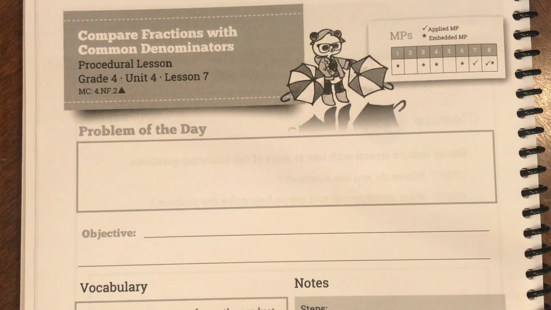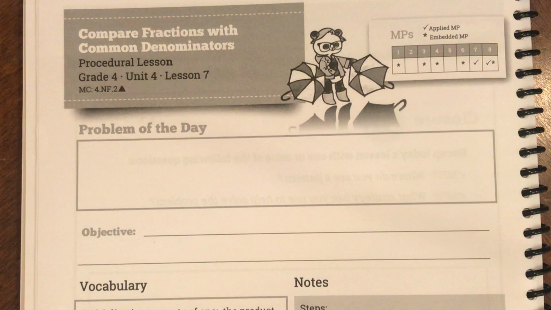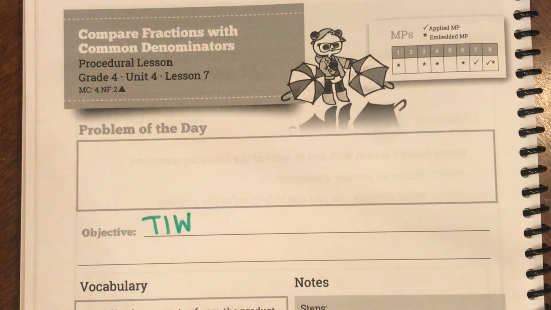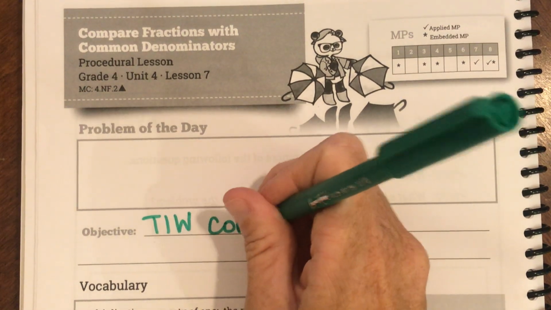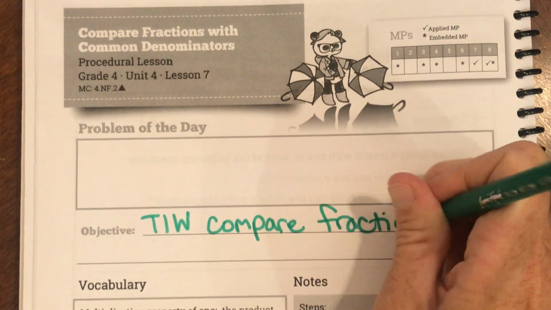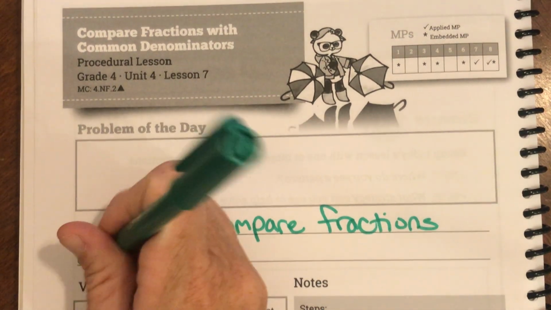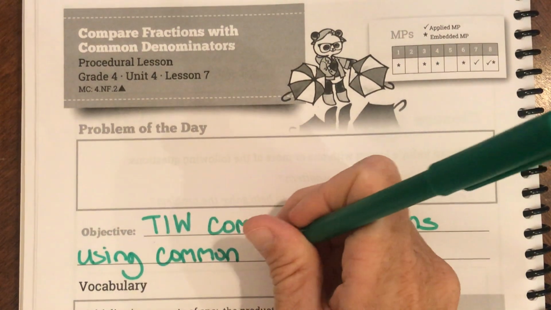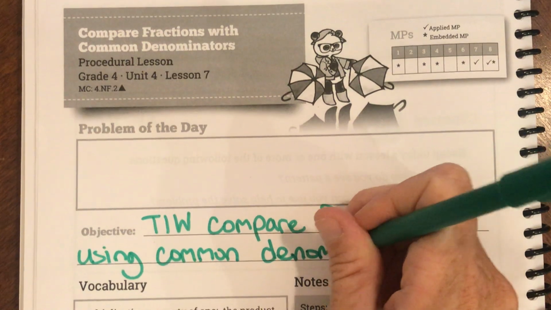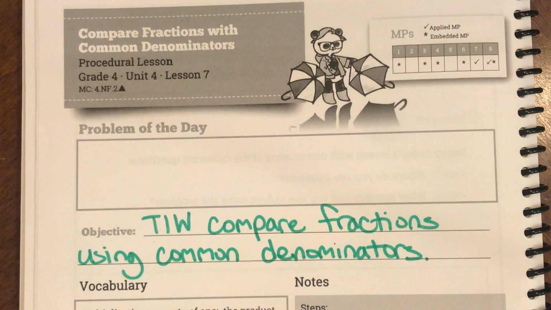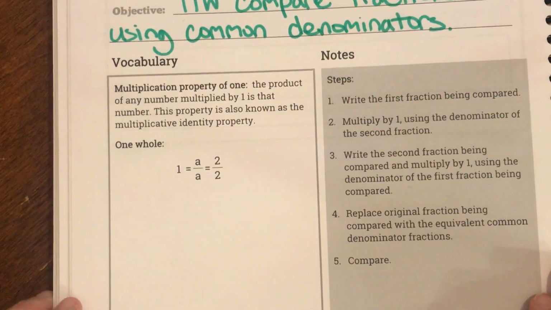Today we're on page 37 of your student journals, and our goal for the day is today I will compare fractions using common denominators. Okay, so let's remind ourselves of something before we get started.